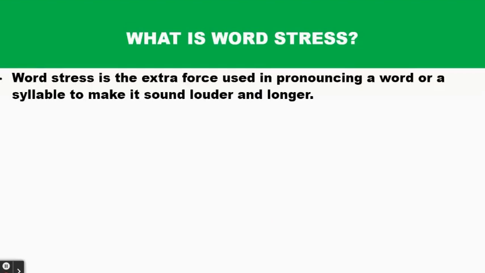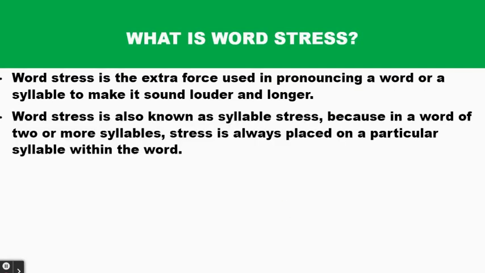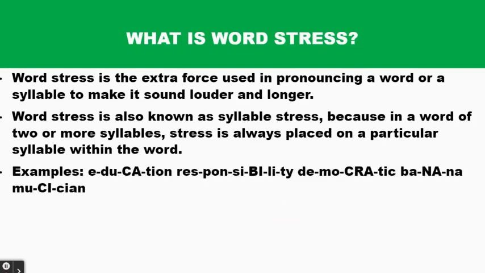What is word stress? Word stress is the extra force used in pronouncing a word or a syllable to make it sound louder and longer. Word stress is also known as syllable stress because in a word of 2 or more syllables, stress is always placed on a particular syllable within the word. For example, the word education, stress is placed on the second to the last syllable. That's third syllable, if you like.